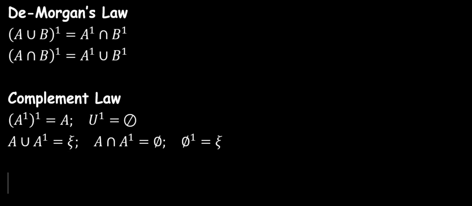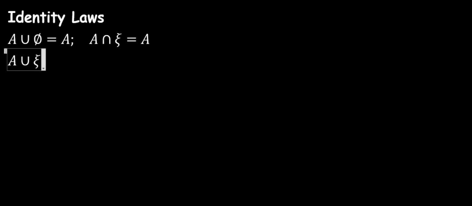Next are the identity laws. A union empty set is equal to A, and A intersection universal set is equal to A. Also, A union universal set is equal to the universal set. A intersection empty set is equal to the empty set.